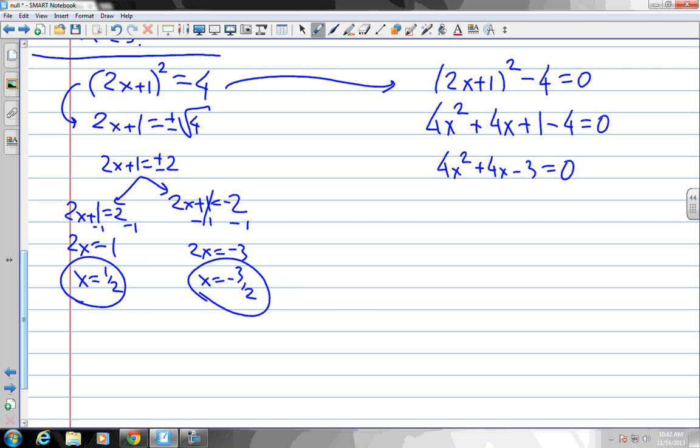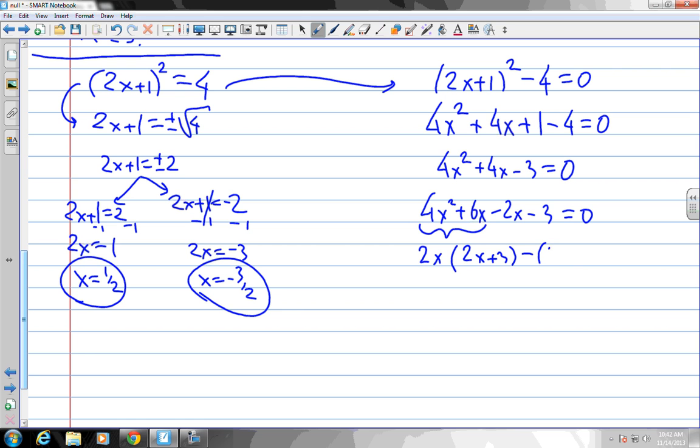Right? How would we factor that? Okay, so what you're saying is 4x squared plus 6x minus 2x minus 3 equals 0. Split 4x into 6x and negative 2x. Okay, and then factor by grouping. Can you just do the 4x squared plus 4x? No, but then I still have that negative 3 floating around. So that's 2x plus 3.